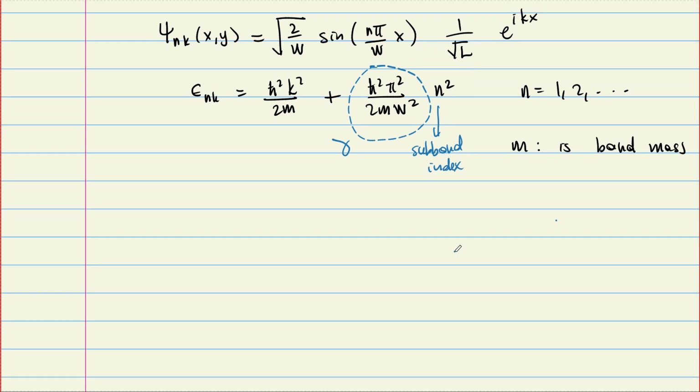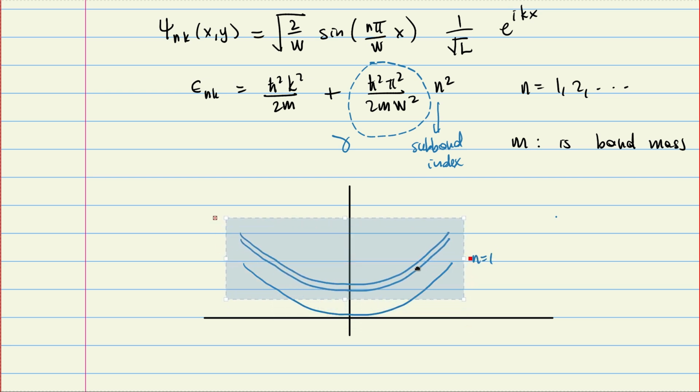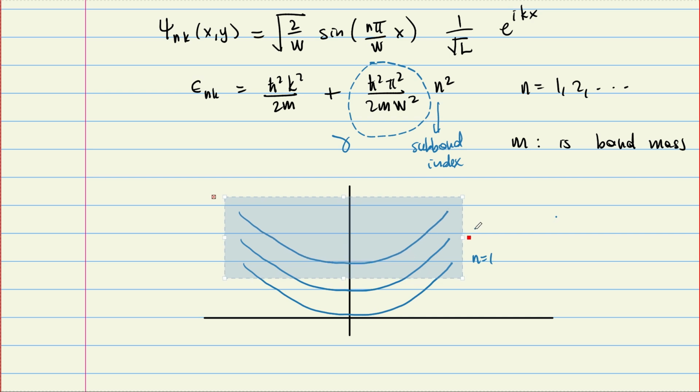So the picture is something like that. We have one band which is quadratic. Let's say this is n is equal to 1, and there's the second band, third band, and so on. So this is n is equal to 2, this is n is equal to 3. This is E of k, so this is k.